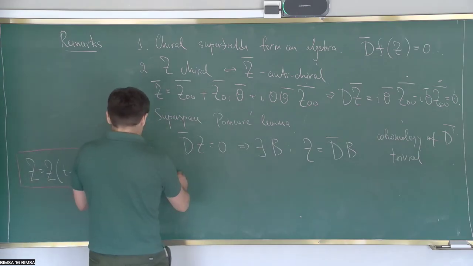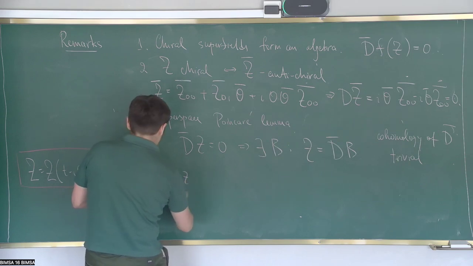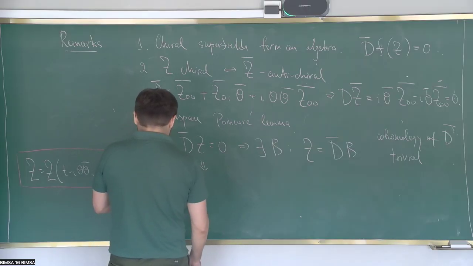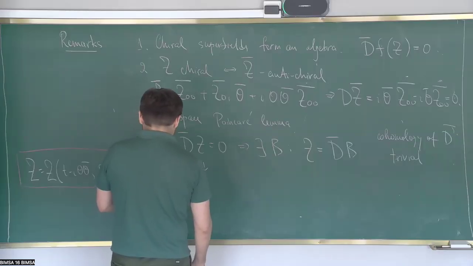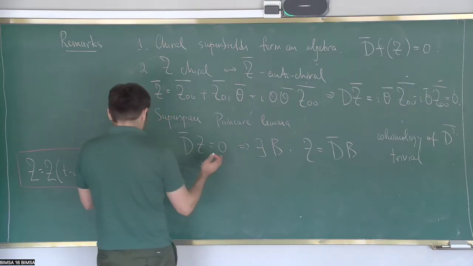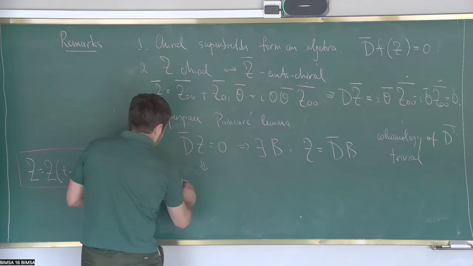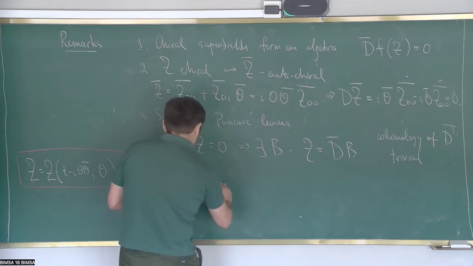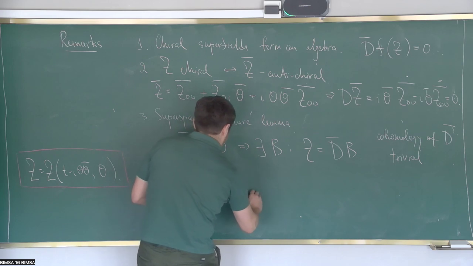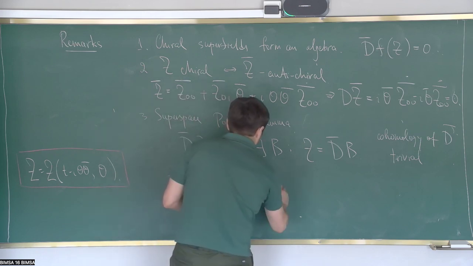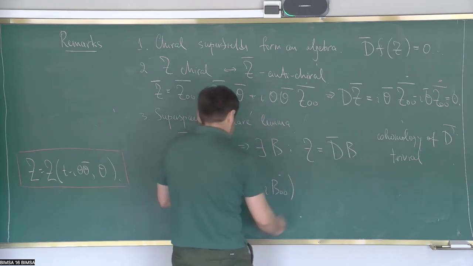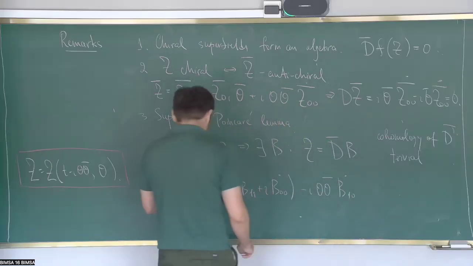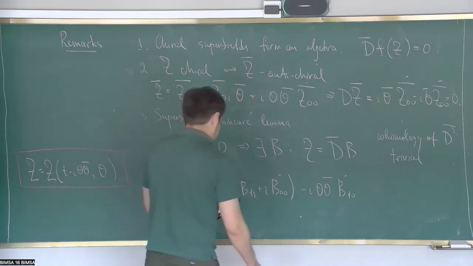So let's rule this. d bar Z is 0. So that means, right, it just means component-wise that if you take a generic field B, d bar B is B10 theta B11 plus i dot minus i B10 dot. This has to be equal to Z.